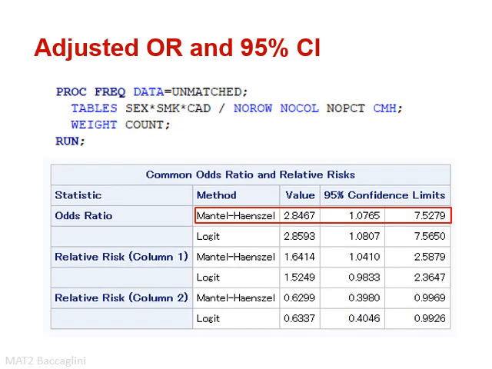Then we can look at the adjusted odds ratio. We're going to adjust for sex. So we're going to put sex here as the first variable before smoking by coronary artery disease. And we're going to look at the adjusted odds ratio. In this case, it is 2.85 with this confidence interval.